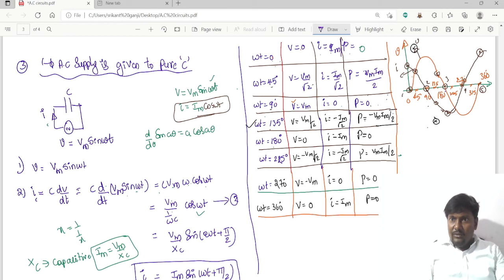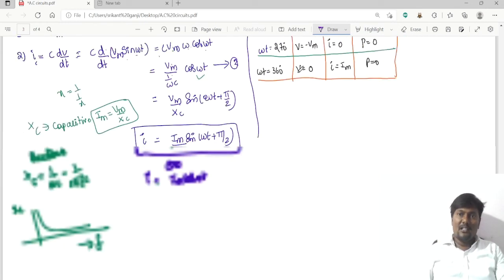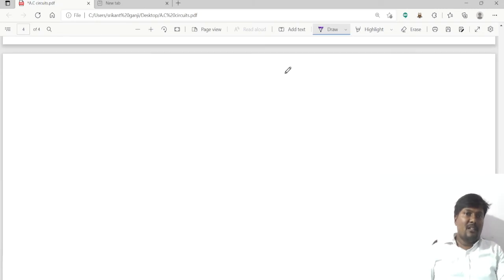At 180 it will be 0, and here both are negative. See here, negative into negative at 225 degrees, both are negative, so negative into negative is positive. By joining all these values, I am getting the power waveform like this. This blue line is the instantaneous power waveform. When the voltage waveform completes one cycle, the power waveform completes 2 cycles.